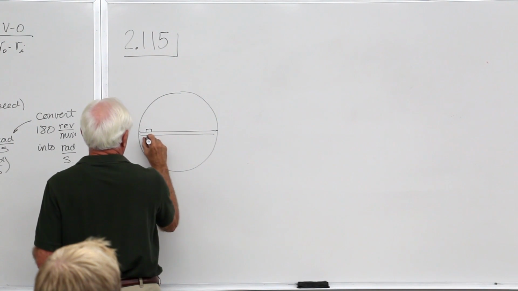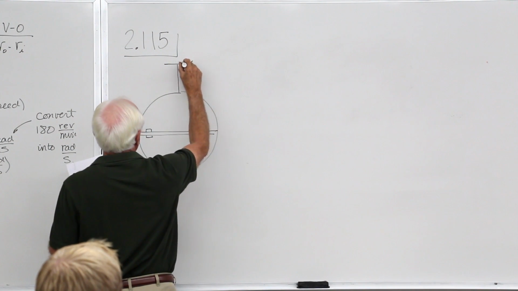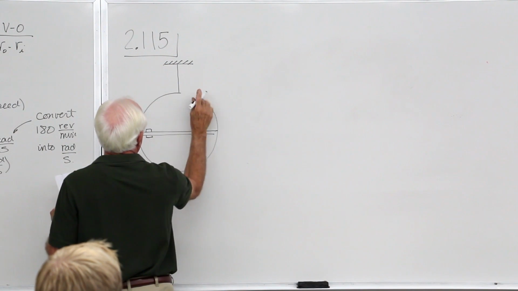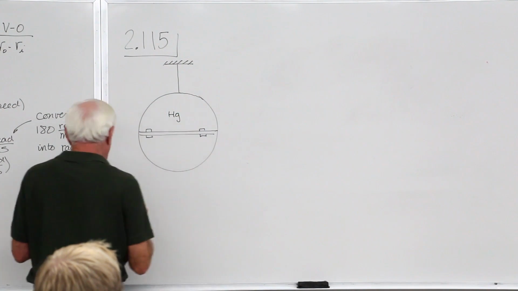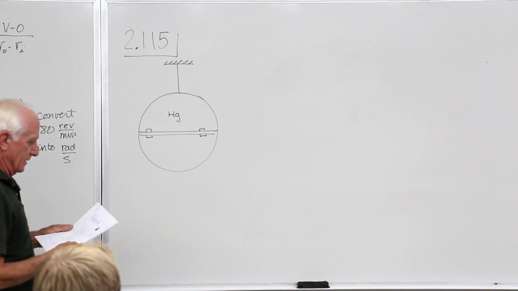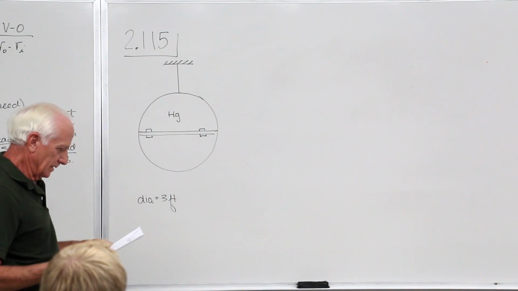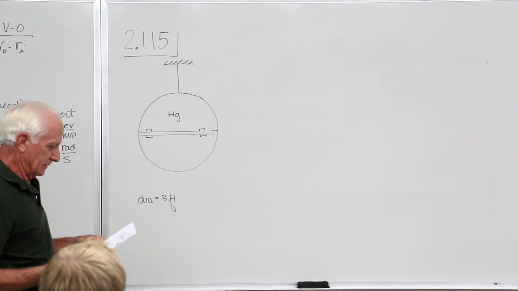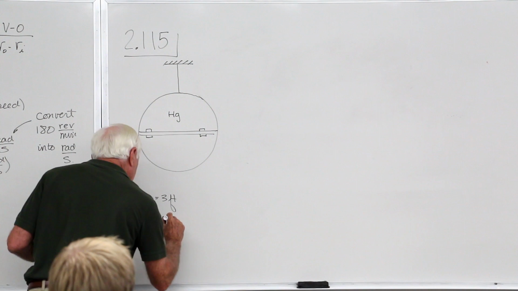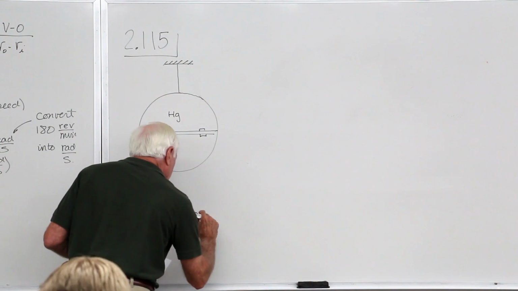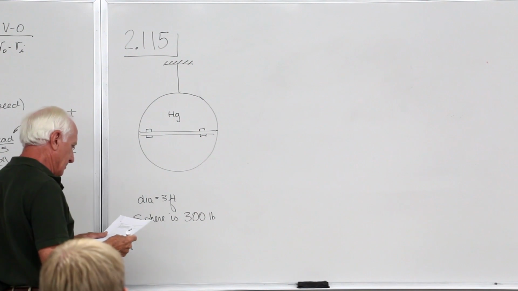We have the bolts along here. It's hung up to the ceiling support here. It's filled with mercury. Three foot in diameter. Okay, let's see. The container itself weighs 300 pounds, top and bottom. Okay, find the vertical force that each bolt must carry.